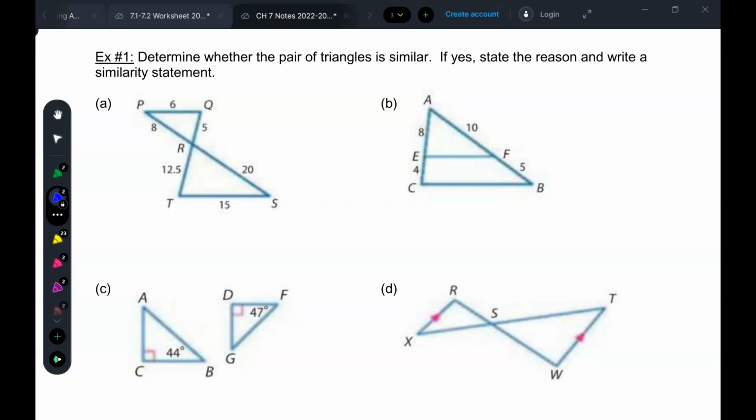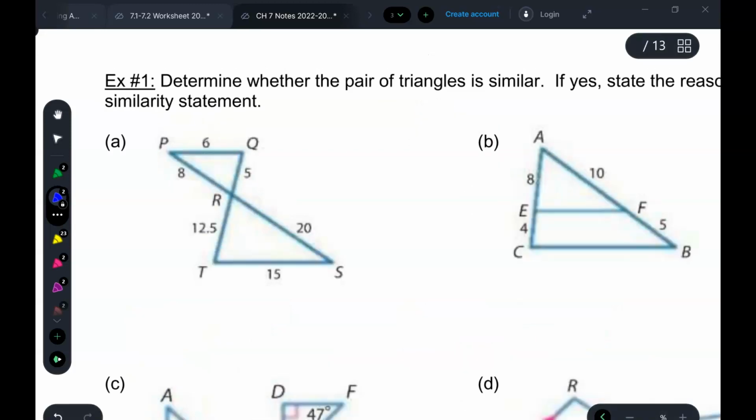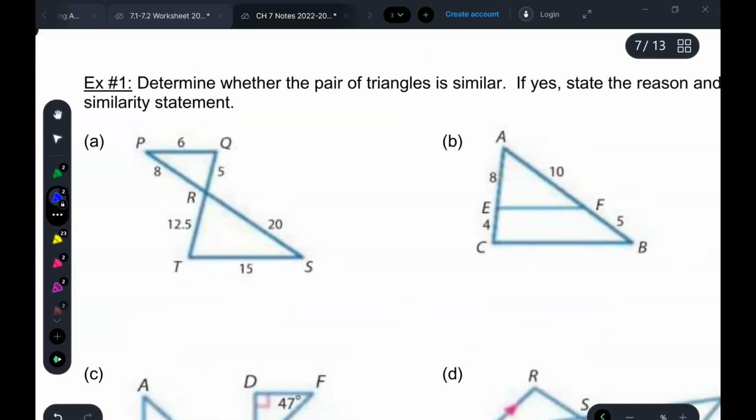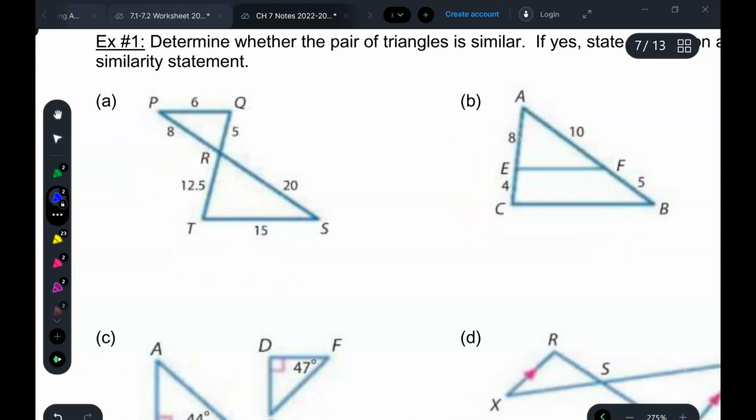Okay, so here we have our first example. We want to determine whether the pairs of triangles are similar and then state the reason and a similarity statement. So we have three pairs of sides. Let's start with 6 and 15. Why do we compare it to 15? Because you're trying to flip it upside down, basically. Well, it's not just upside down, it's inverted.